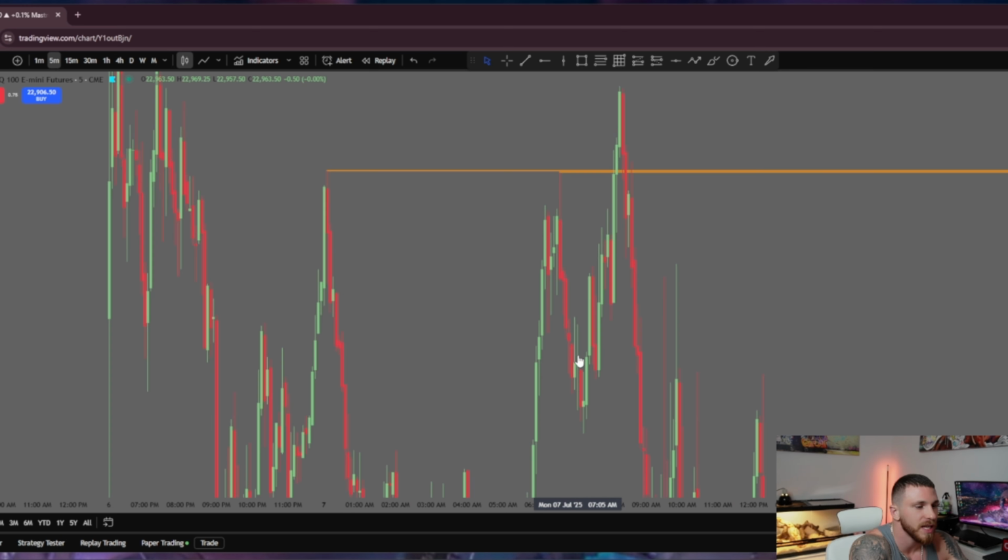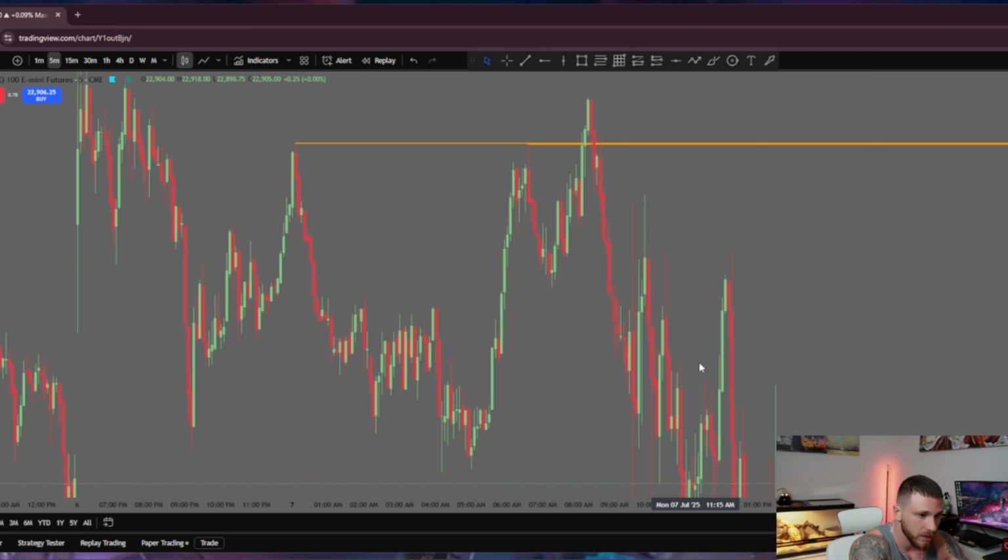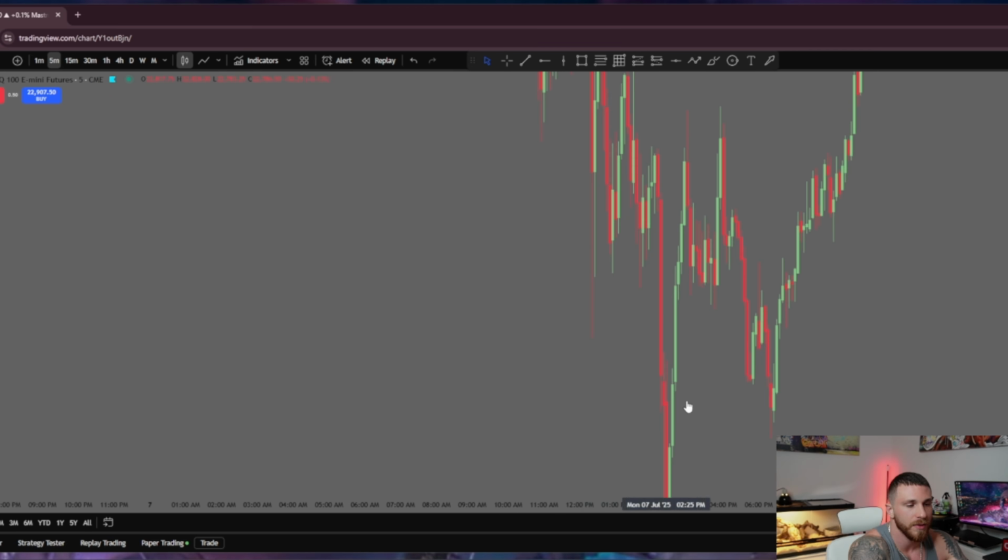Price is starting to continue down. What does it want to do? Market makers see we have relative equal highs. They're going to draw towards that draw on liquidity and stop all those people out. Look what happens. And the market dumps all the way down, continues down, all the way down to here.